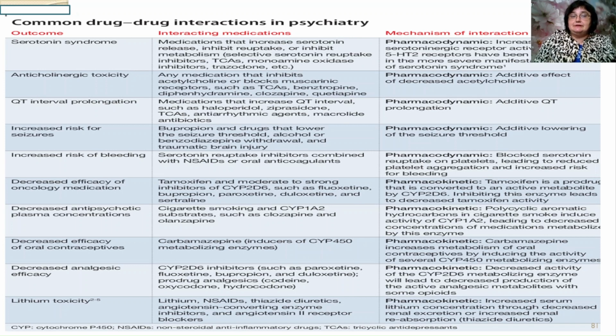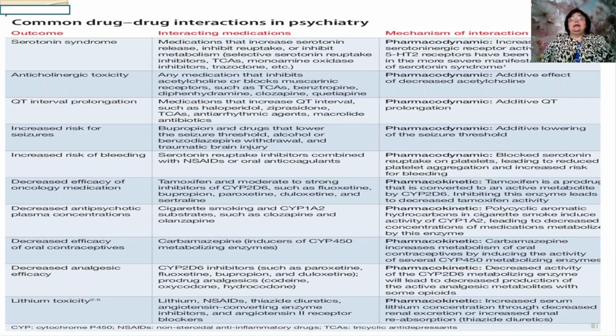Common drug-drug interactions in psychiatry: you see too many groups and outcomes, and you should remember them. I want to emphasize for psychiatry: serotonin syndrome, anticholinergic toxicity, QT interval prolongation, increased risk for seizures, increased risk of bleeding, decreased efficacy of oncology medication, decrease in antipsychotic plasma concentration, decreased efficacy of oral contraceptives, decreased analgesic efficacy, and lithium toxicity. You see that the cytochrome system can be involved, and it can be pharmacodynamic or pharmacokinetic activity.